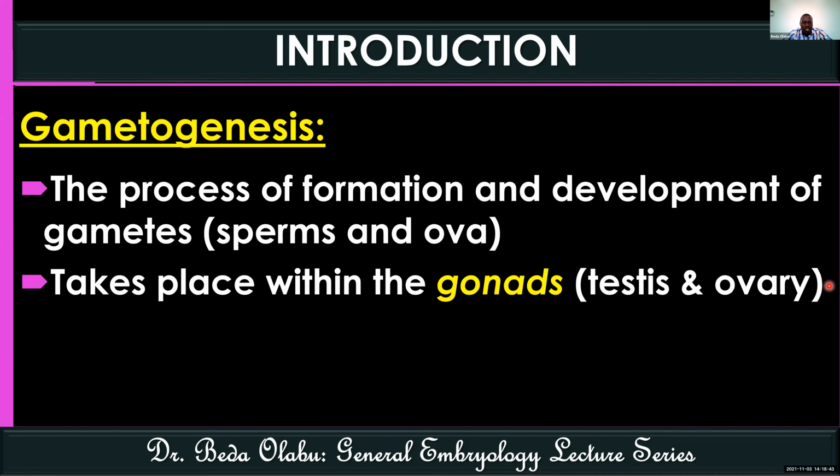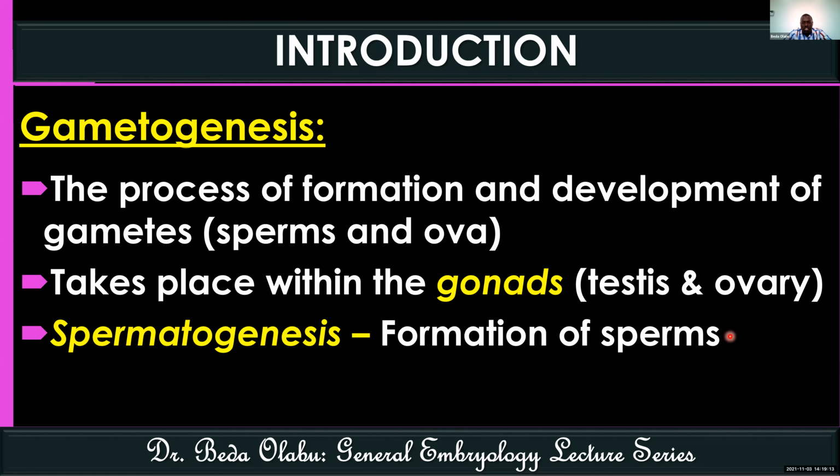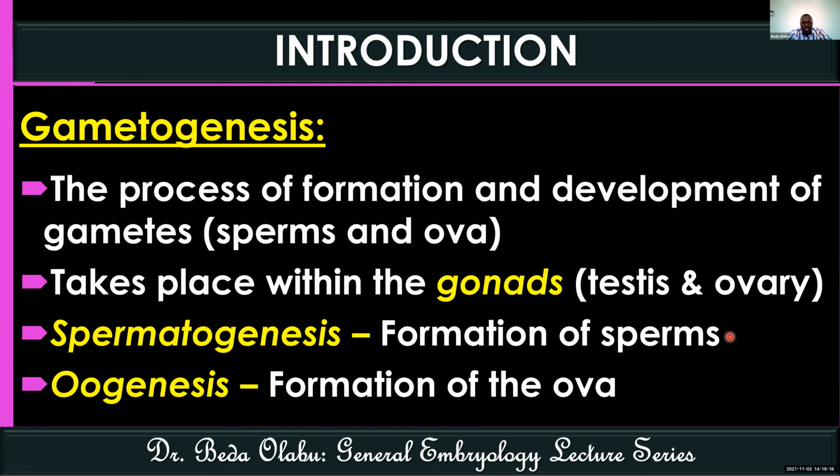Remember, gametogenesis takes place within the gonads. For gonads, we are referring to the testis for the male gonad and the ovary for the female gonad. Don't use the term for any other organ in the reproductive system apart from testis for male and ovary for female. The process of forming sperms is what we call spermatogenesis, and the process of forming the oocyte is what we call oogenesis.